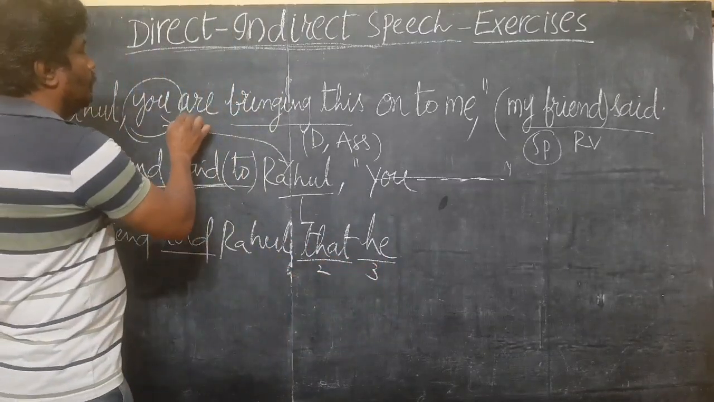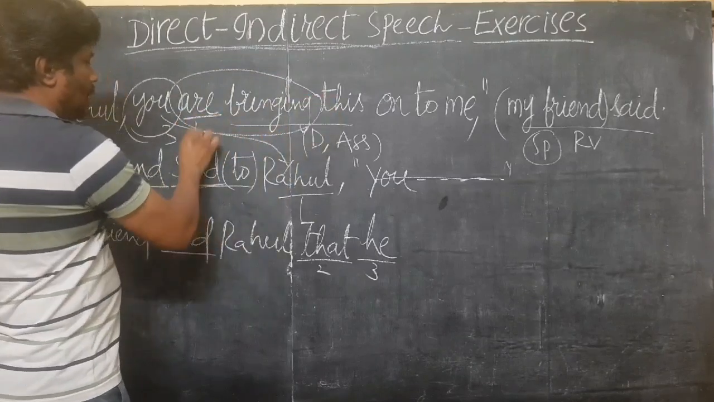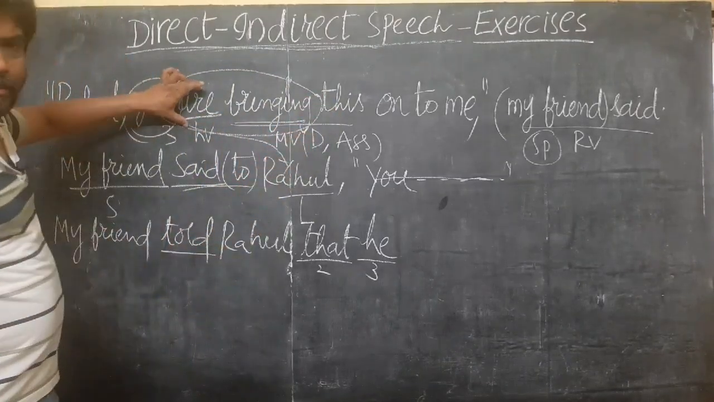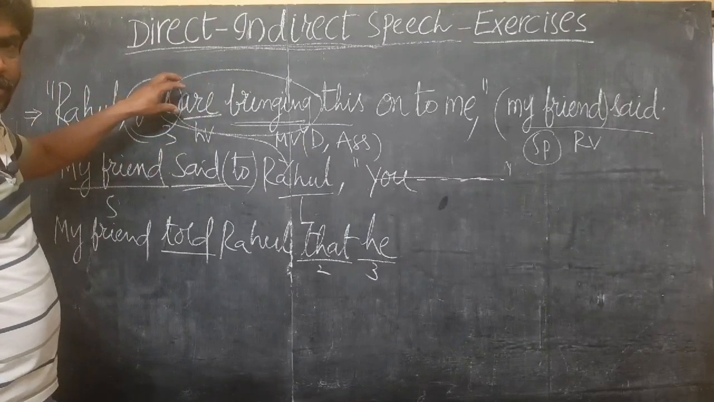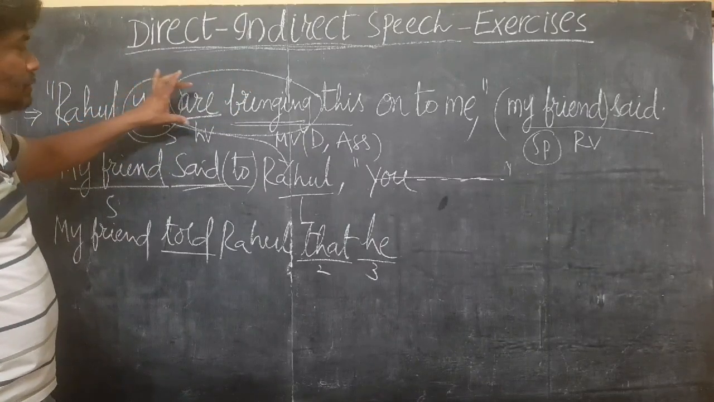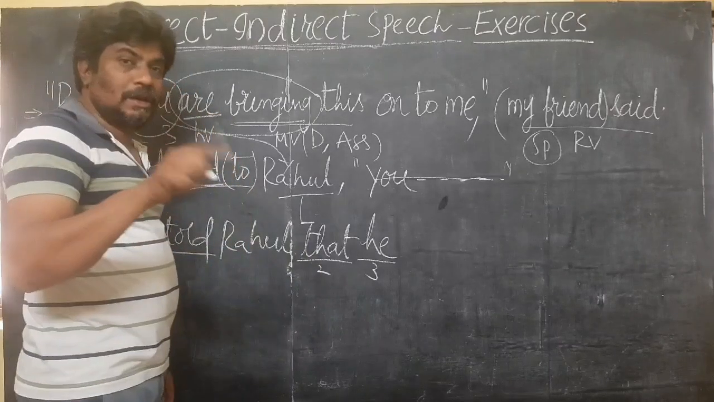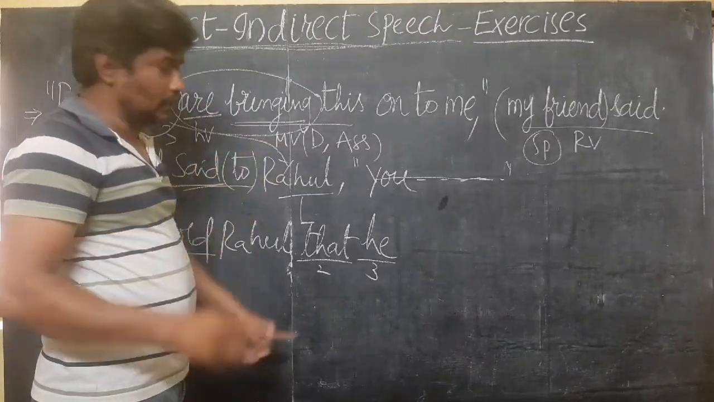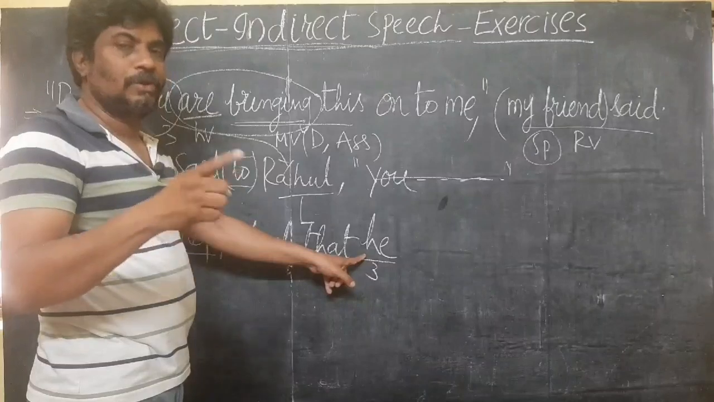Now, change in verb. Are bringing is the verb. Are is the helping verb. Bringing is the main verb. In this case, you have to make change only to the helping verb, not the main verb. So are changes to was or were. It depends on the subject. Here the subject is singular, so you have to write was. If the subject is plural, you have to write were.